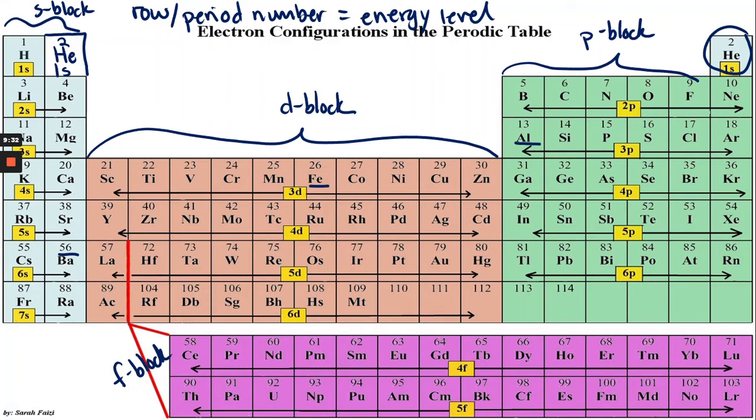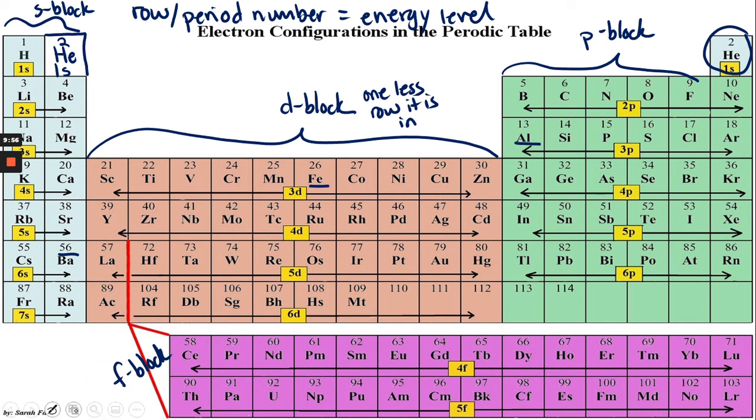Now the D block has kind of been pushed down into the periodic table. So the D block is always 1 less than the row it's in. So this is 3d, not 4d. So the row number is good for the S and the P block, but the D block is 1 less.